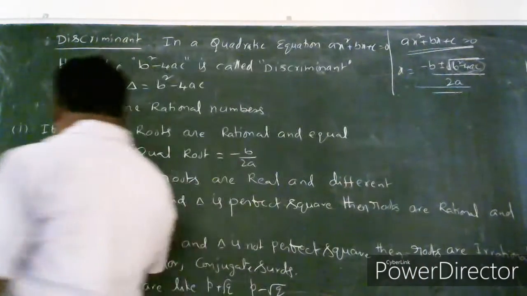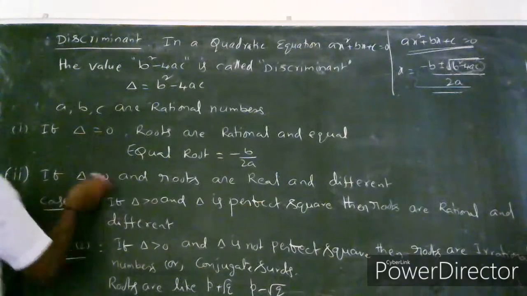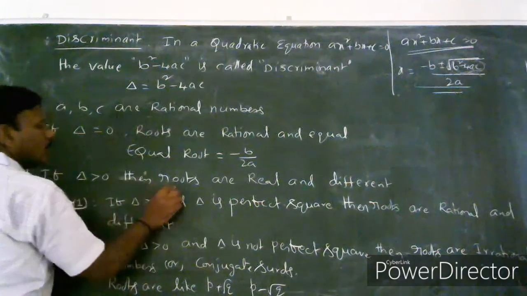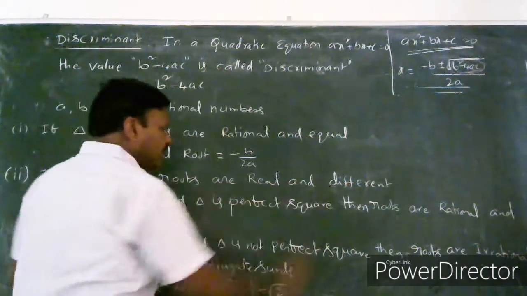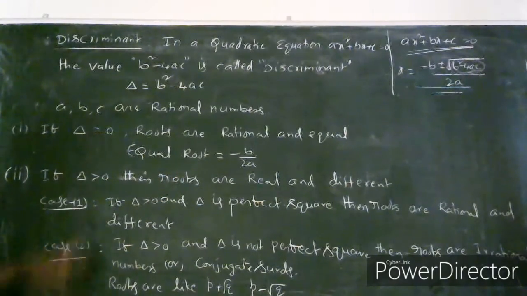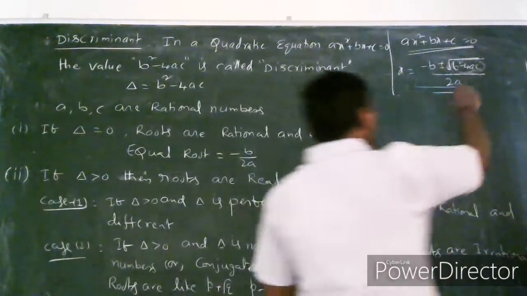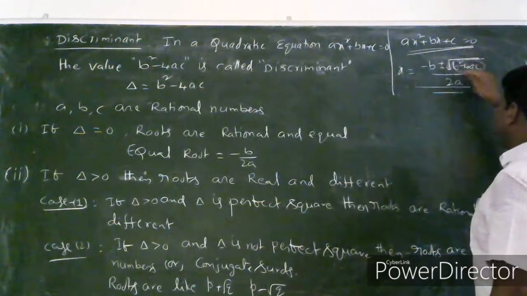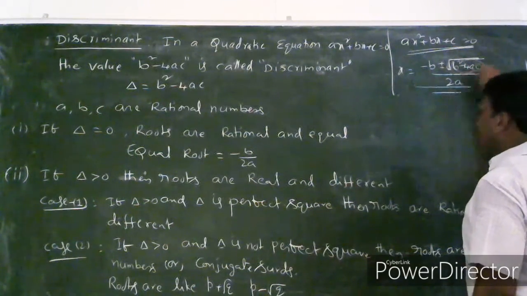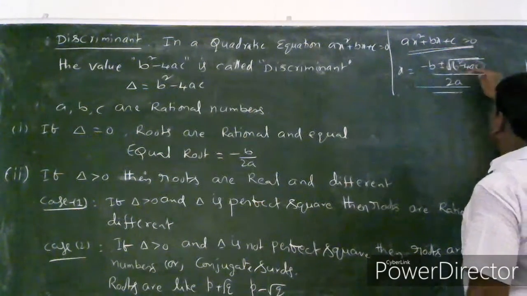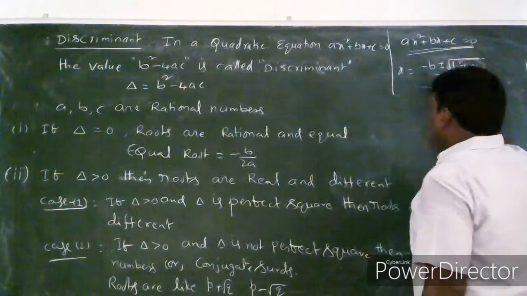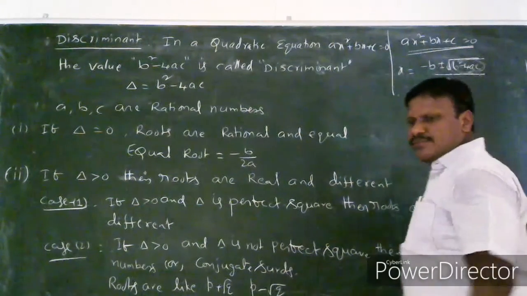Come to the second case. If delta is greater than 0, then the roots are real and different, or unequal. How do we get this? Delta greater than 0 means some positive value is there under the root. For example, b square minus 4ac is 2. Minus b plus root 2 by 2a is one value, and minus b minus root 2 by 2a is another value.